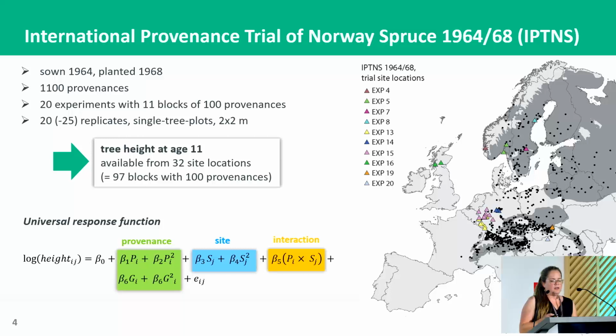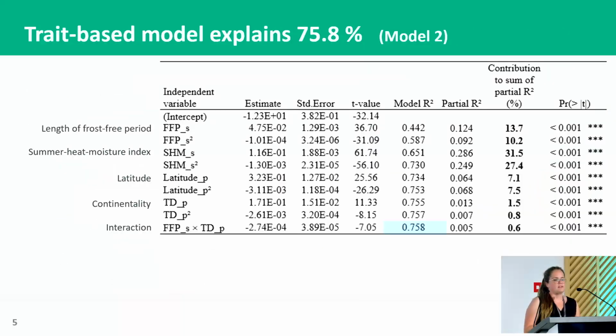So I have applied a universal response function, which Dev was also talking about on Tuesday, I guess. For that, the provenance effect went into the model: provenance climate variables, site climate variables, the interaction between those, as well as the geographic variables, so latitude, longitude, and elevation, which we all tested in an iterative modeling procedure. And our final model explained 75.8% of the variance within this data, so this was quite good.